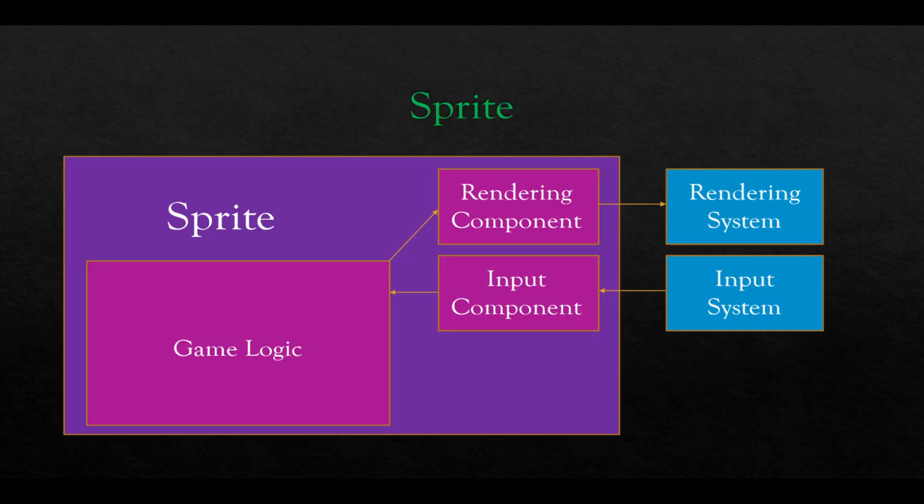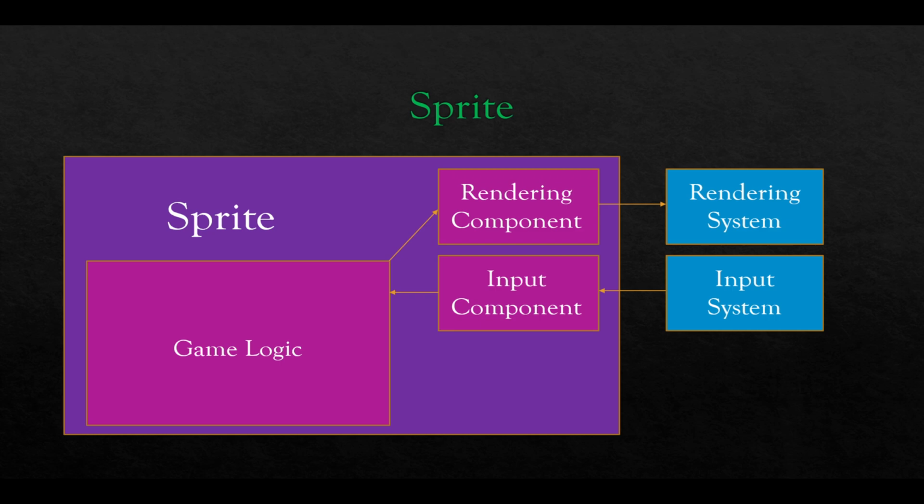So our model then is finally this. We have our sprite game object. It is an entity. It contains three components currently: a rendering component, which talks to the rendering system, an input component, which talks to the input system, or the input system talks to it, depending on how you want to look at that, and our game logic.